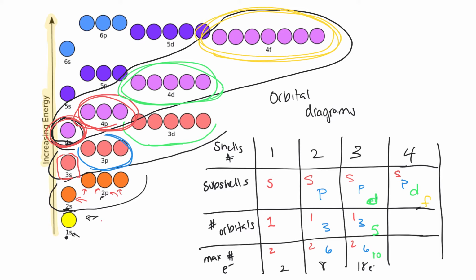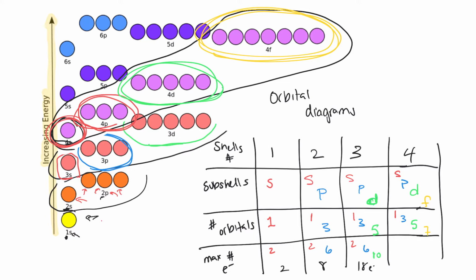All right. In the 4s sublevel, you have 1 orbital. In the 4p sublevel, you have 3 orbitals, like all your other P's. For your 4d sublevel, you have 5 orbitals. And for your 4f sublevel, you have 7 orbitals.